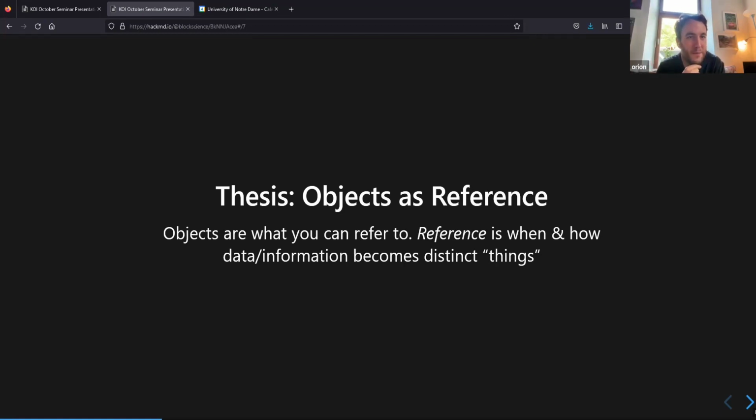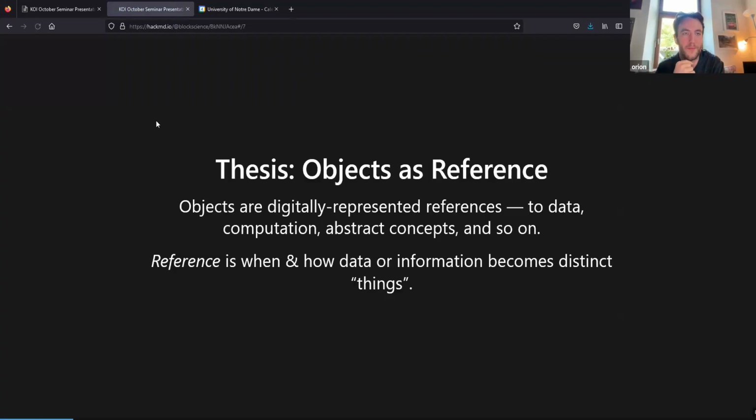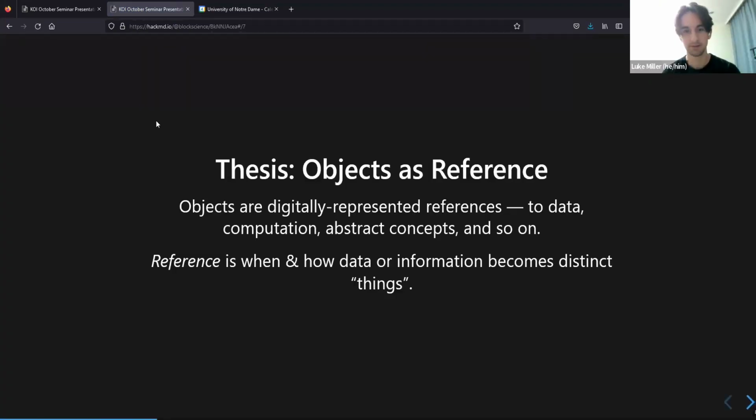Oh, actually, Luke, could you quickly reload these slides? I made some last minute tweaks. Oh yeah, sorry about that. That's all good. There we go.